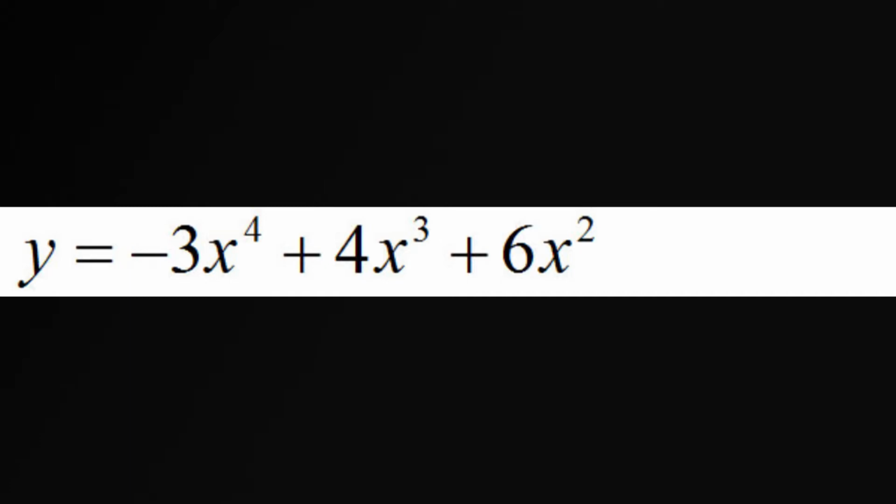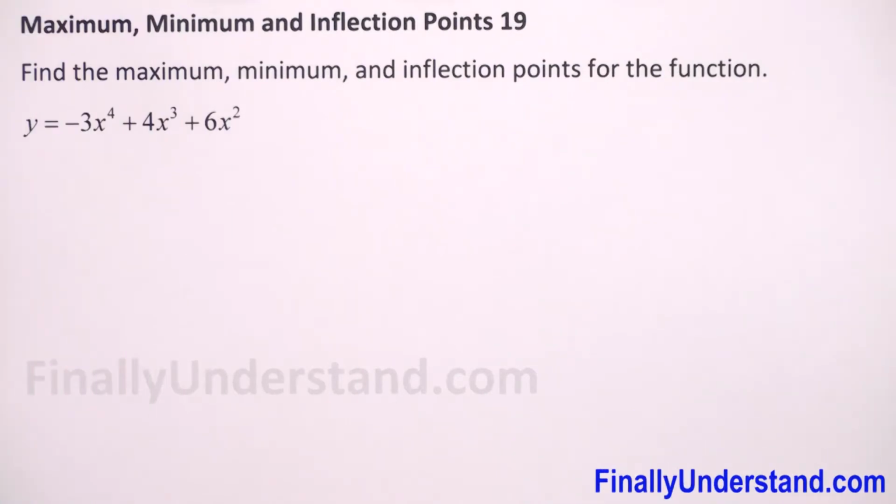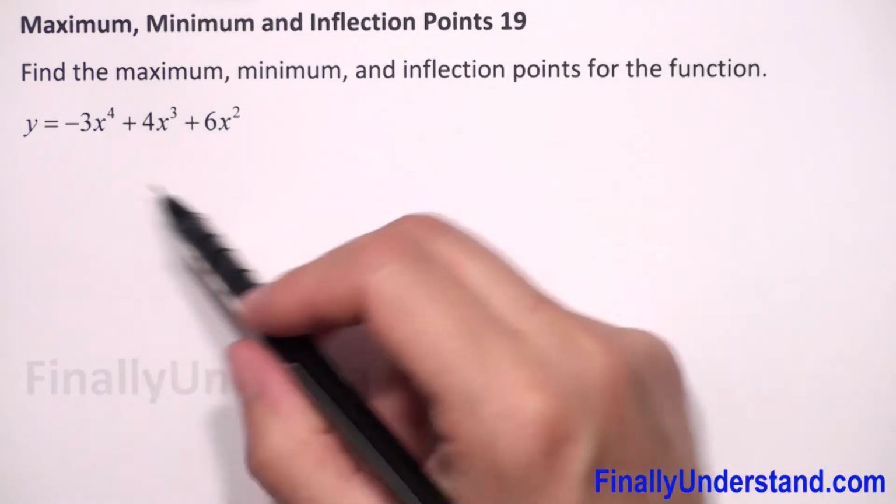We have a given function and we need to find maximum, minimum and inflection points. So first, to find maximum and minimum, we have to find critical points. To find critical points, we need to find the first derivative and set this first derivative to 0. So first, we will write the domain of our function.